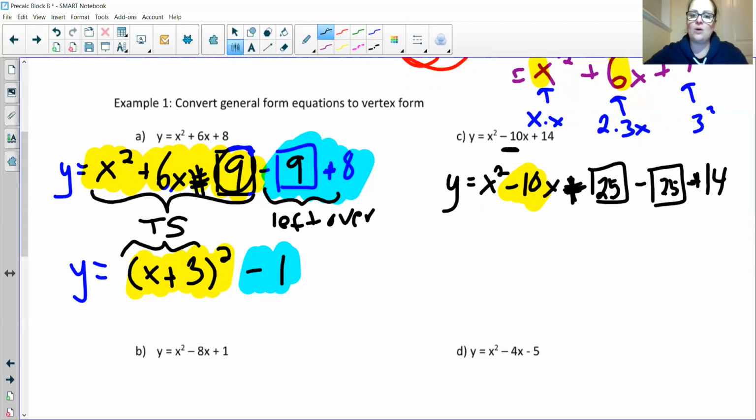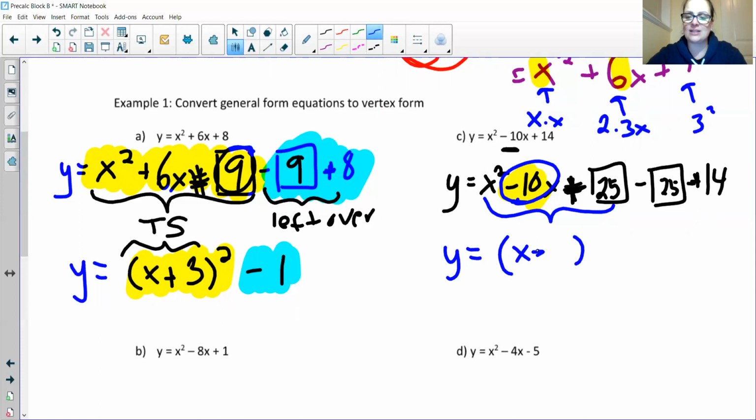Okay. So now, here is our trinomial square. We're going to write it as y equals x, and now it's going to be a minus because this term here is a minus. So that's why it's a minus here. And then half of 10 is 5, or you can look at it as the square root of 25 is 5. They should be the same number, all right? So half of 10 should be the same number as the square root of 25. It's 5. Of course, it's squared. And now I just need to go -25 plus 14 is -11. And I have completed the square.